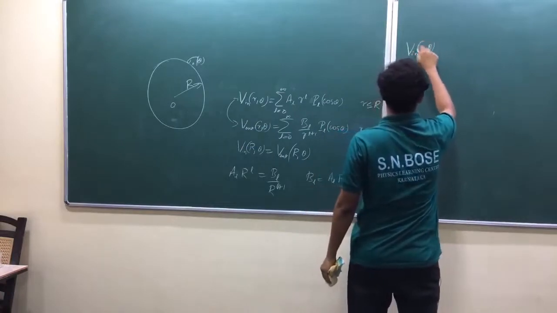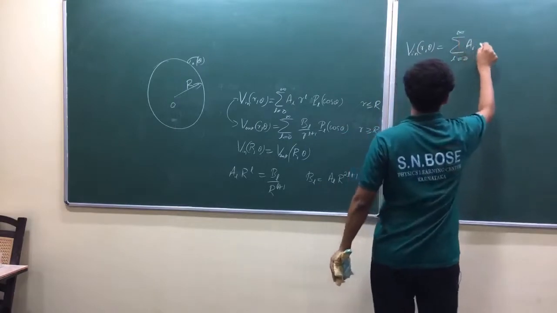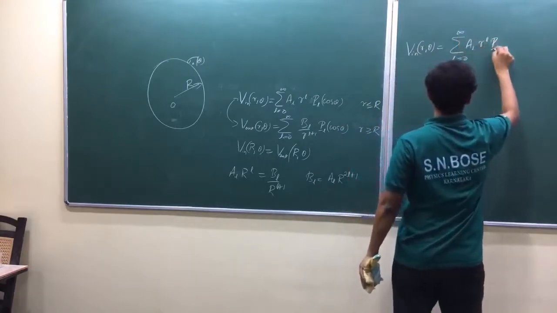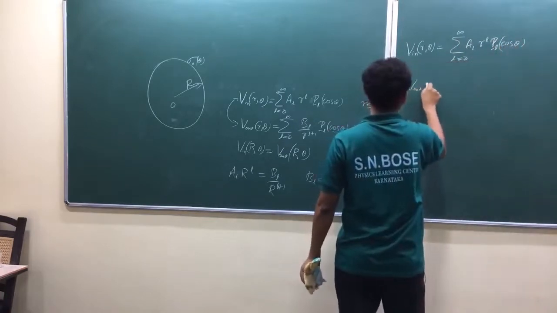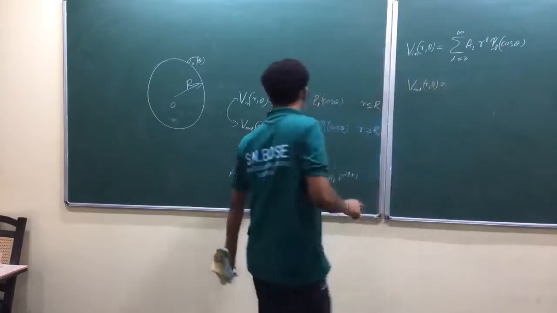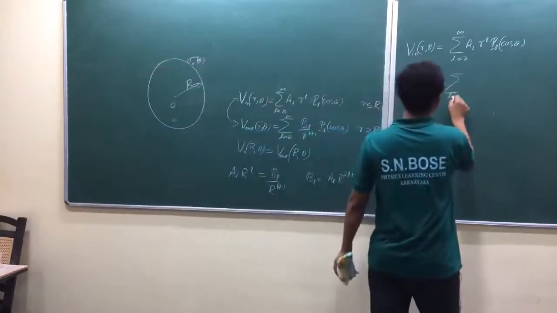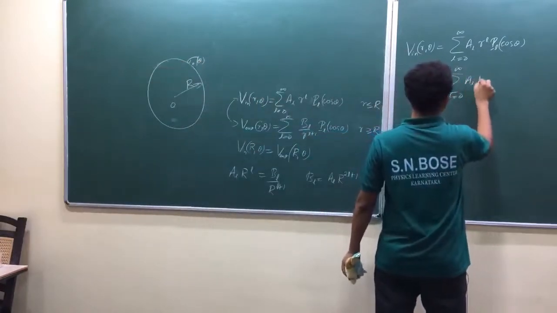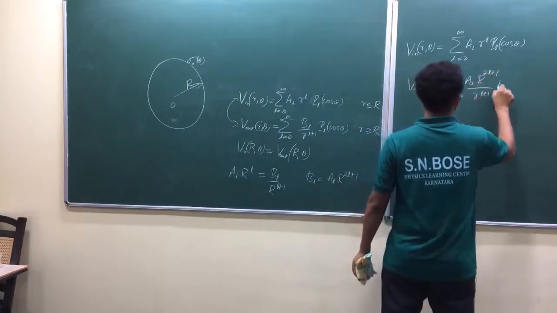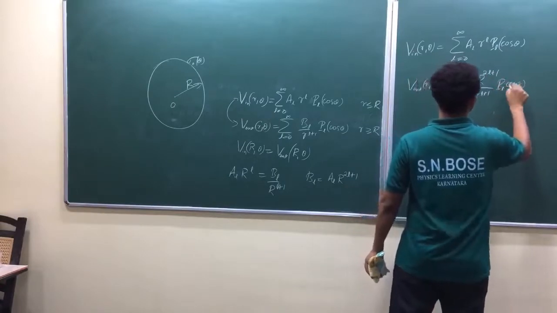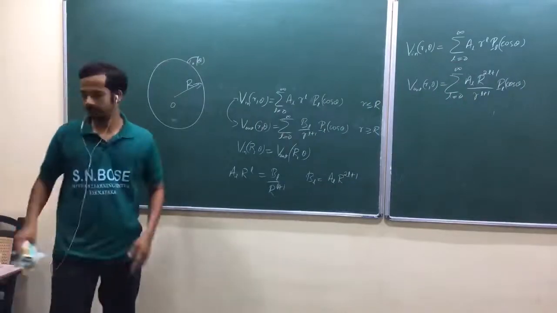V in, let me write everything in terms of AL. Sum over L equal to 0 to infinity, AL R power L, PL of cos theta. Is that okay? So again, V out will be, what is BL? AL into R power 2L plus 1. Summation over L equal to 0 to infinity, AL into R power 2L plus 1 whole divided by R power L plus 1, PL of cos theta.